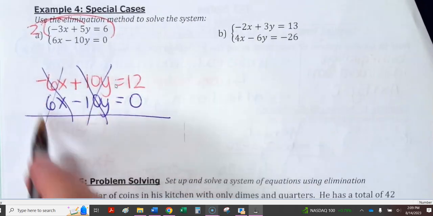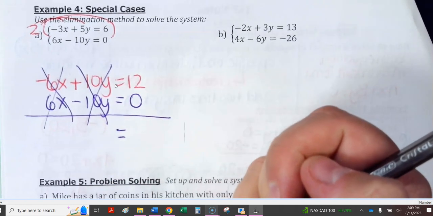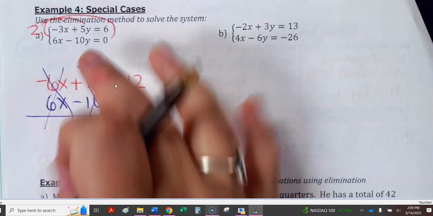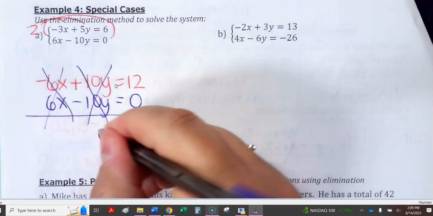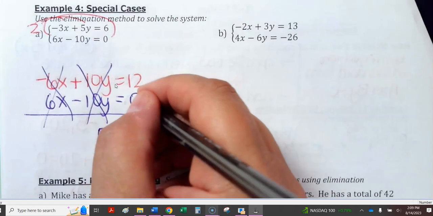What would the left side of that equation add up to? 0, right? Negative 6 and 6, 0. Negative 10 and 10, 0. So this side does have a value, it's just 0. They eliminate each other, but you have 0 left on that side. Now, that's only important because you got to decide which type of system you have. If they all eliminate, you're going to have to answer whether this equation is true or not.